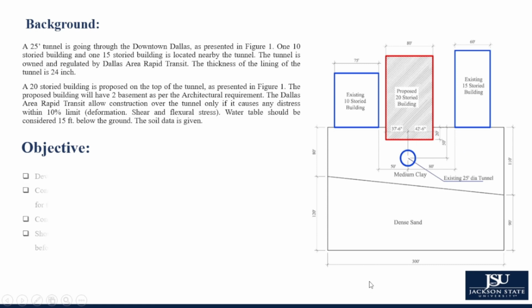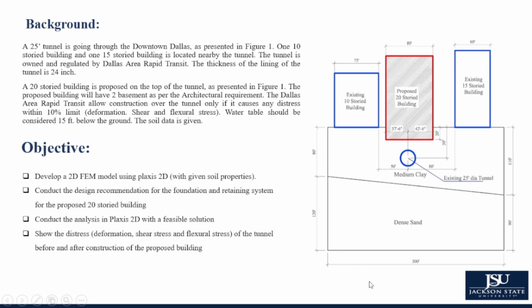Now I will talk about a little bit of the objective. First, we have to build a 2D FEM model using Plaxis. Then we have to conduct the design documentation for the foundation and retaining system for the proposed 20-story building. Then we have to conduct the analysis in Plaxis 2D with a feasible solution. Then we need to show the distress, like deformation, shear stress, and lateral stress of the tunnel before and after the construction of the proposed building.